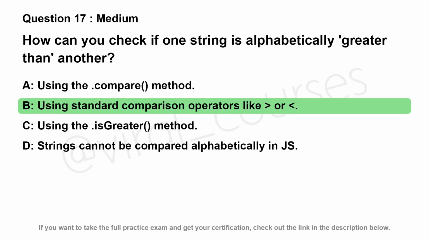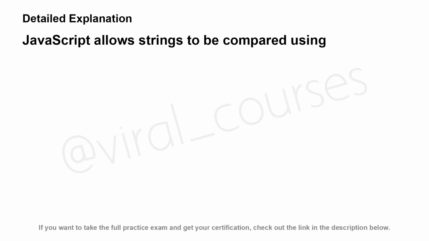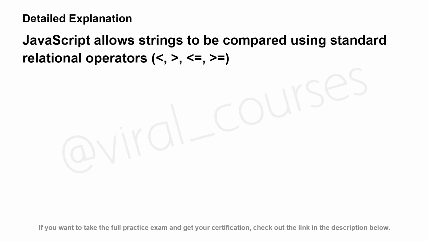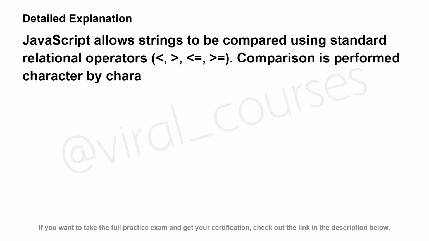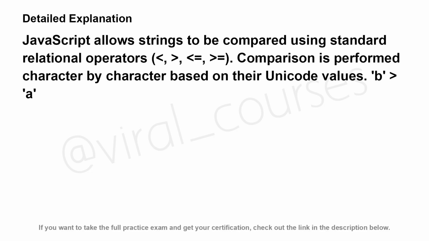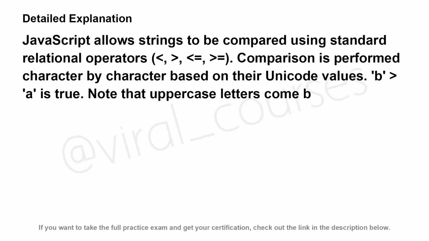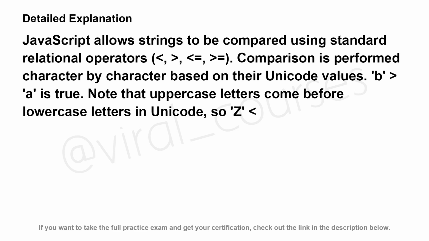The correct answer is B. JavaScript allows strings to be compared using standard relational operators: less than, greater than, less than or equal, greater than or equal. Comparison is performed character by character based on their Unicode values. 'b' > 'a' is true. Note that uppercase letters come before lowercase letters in Unicode, so 'Z' < 'a' is also true.